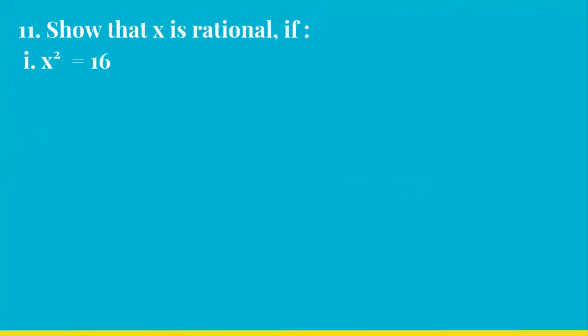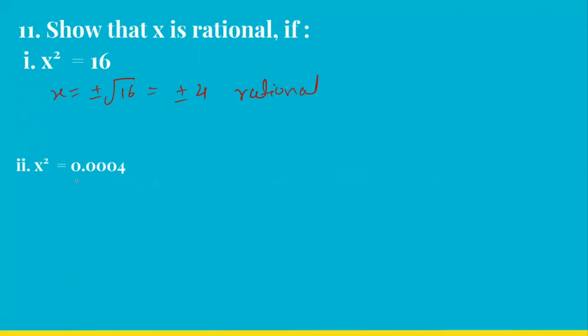Question number 11. Show that x is rational if x square is equal to 16. Now, if x square is equal to 16, x is equal to plus or minus root 16, which we get as plus or minus 4, and it is a rational number. So, plus 4 and minus 4 both are rational numbers.